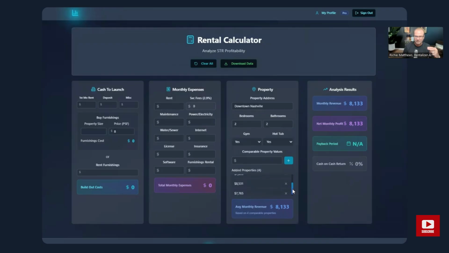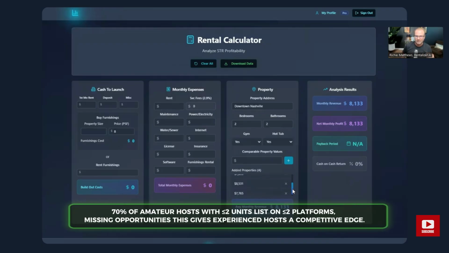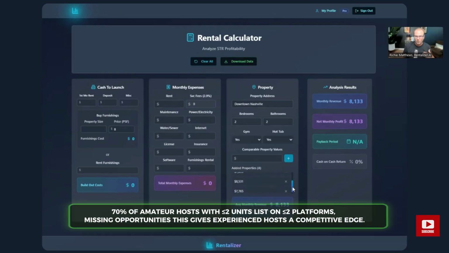Here are the facts. According to AirDNA, 70% of amateur hosts, an amateur is a person with 2 units, by the way, or less, is not listing their property on more than 2 platforms, Airbnb and Vrbo. So they're making a massive mistake. And so we're going to beat them easily. We'll go eat their lunch.